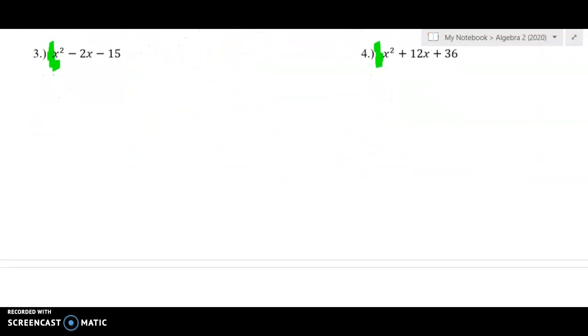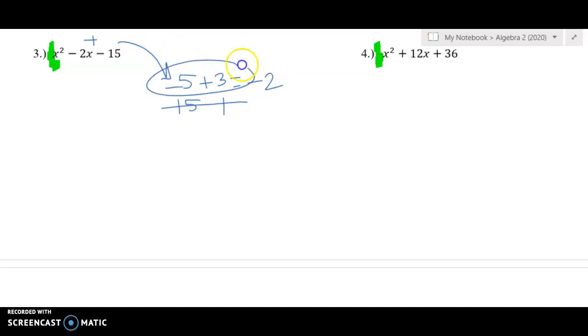Okay, the next one. What multiplies to 15 and adds to negative 2? So 15 and 1, 5 and 3, and I think those are my only choices. Then I have to pick which combination can give me that negative 2. There's no way 15 and 1 can get me a 2. But I know if I make the 5 a negative and the 3 a positive and I add those together, that would give me a negative 2. So I'm going to use that combination.